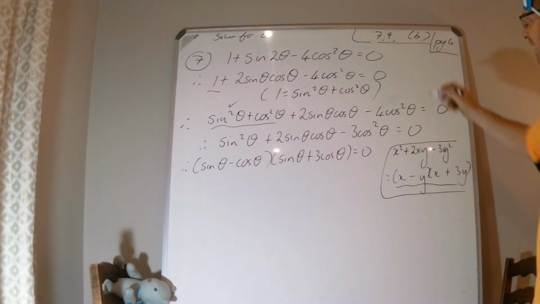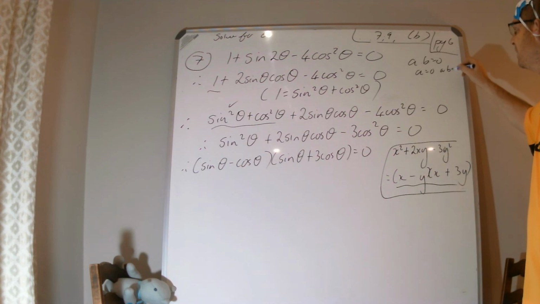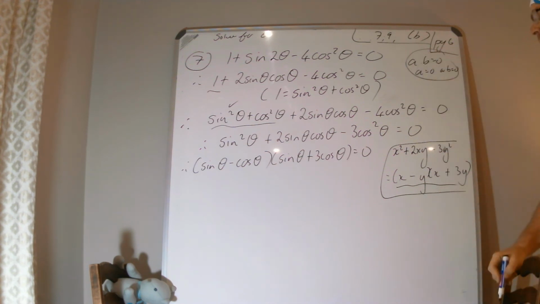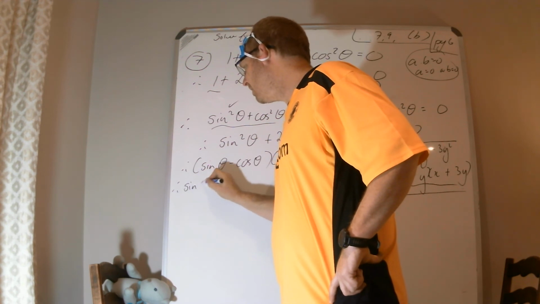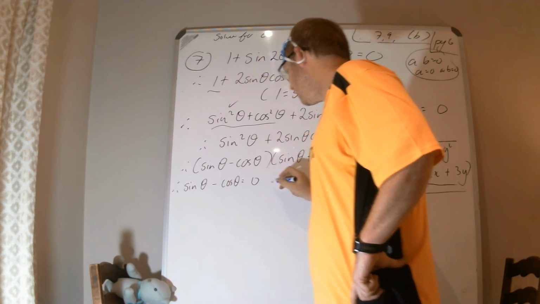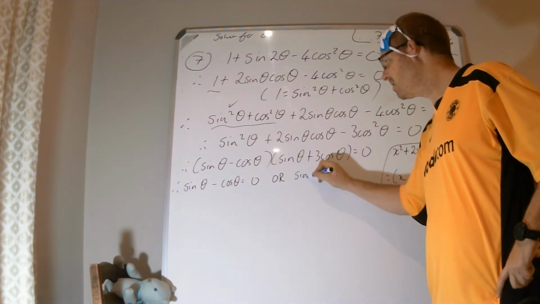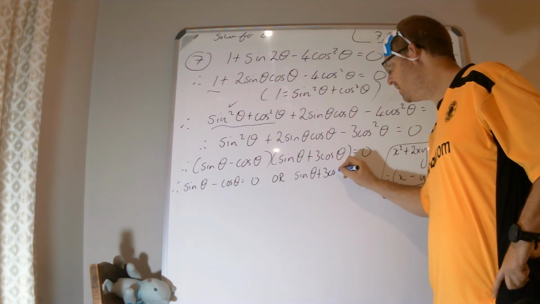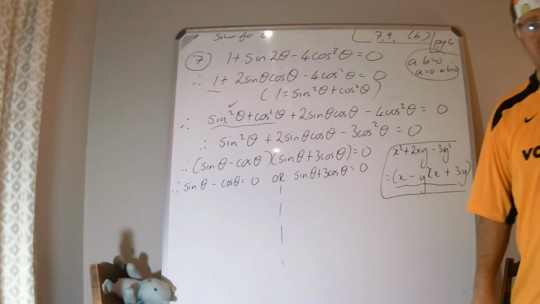Right, so if you've got a times b is equal to 0, a is equal to 0, or b is equal to 0, that's the logic we're using now. Two things multiplied together give you 0. So sine theta minus cos theta is equal to 0, or sine theta plus 3 cos theta is equal to 0. Now you're going to solve both of those separately.